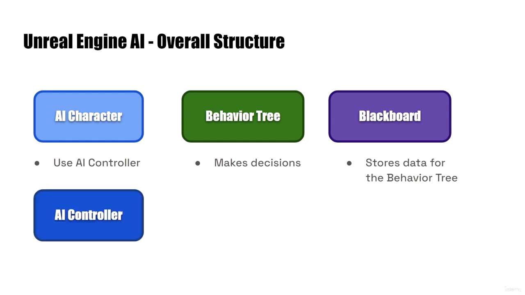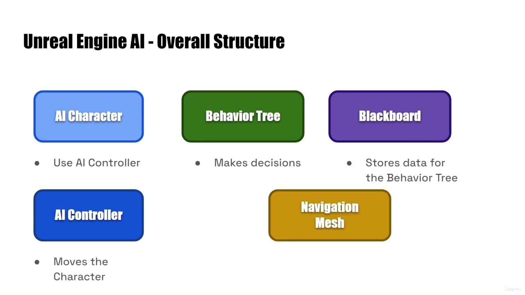Now, the AI controller contains all the code and functionality necessary to move the character. Now, AI characters require a navigation mesh, which enables the AI to navigate throughout the world, and it dictates which areas the AI can travel across.